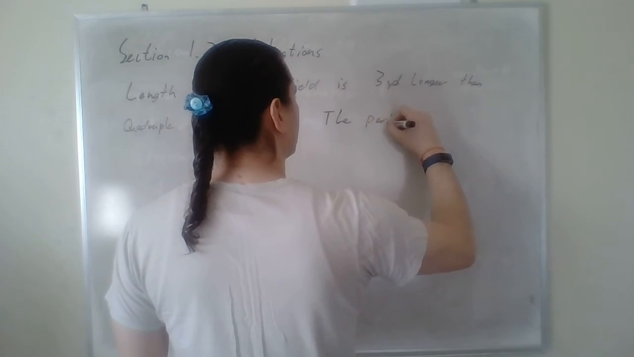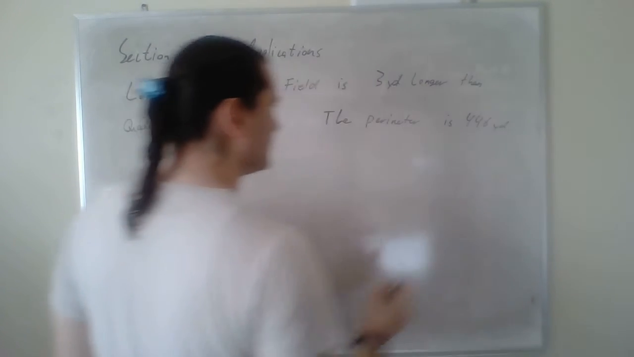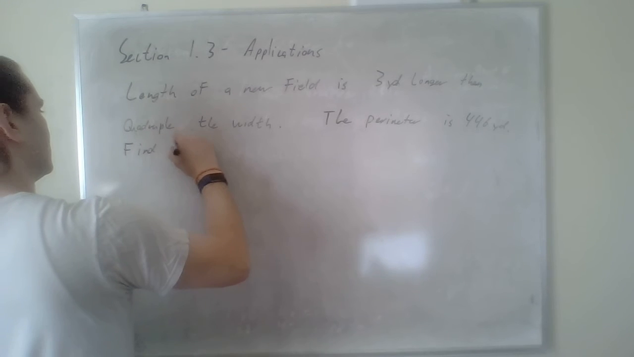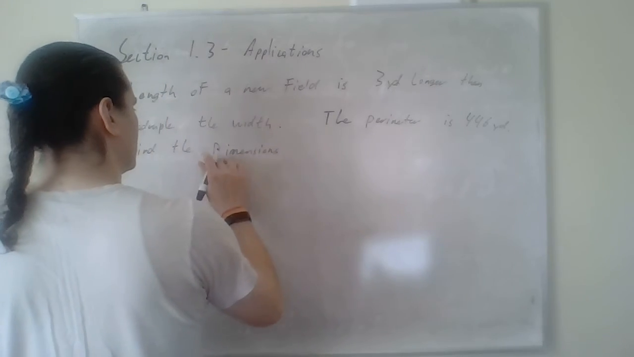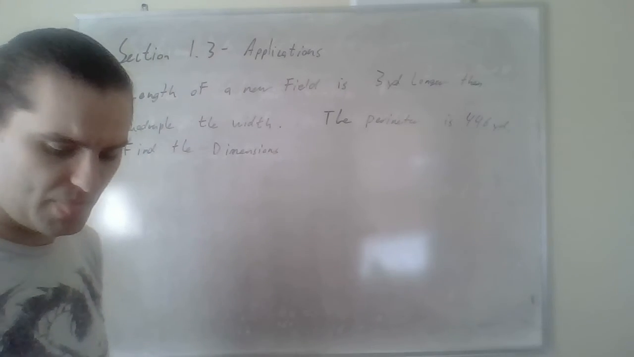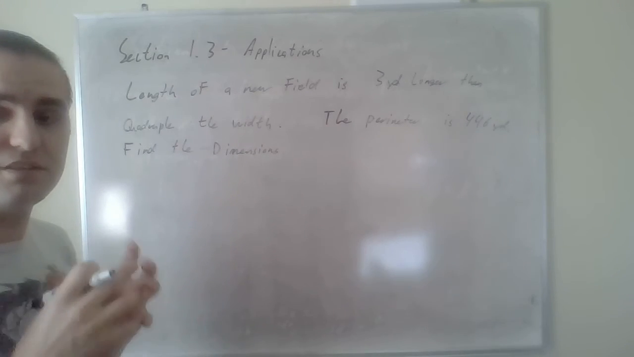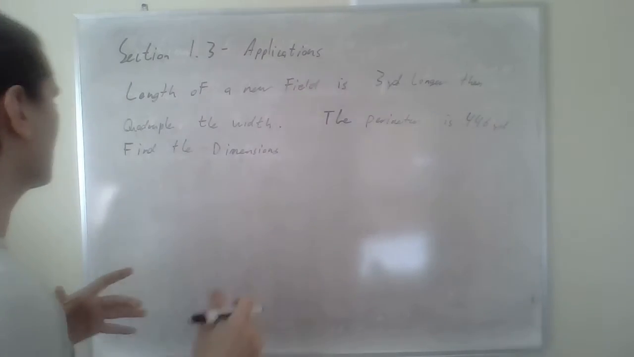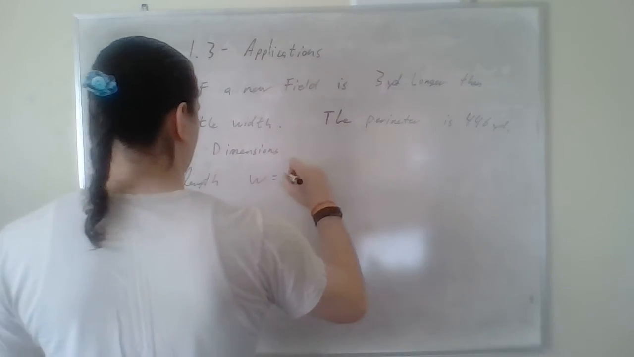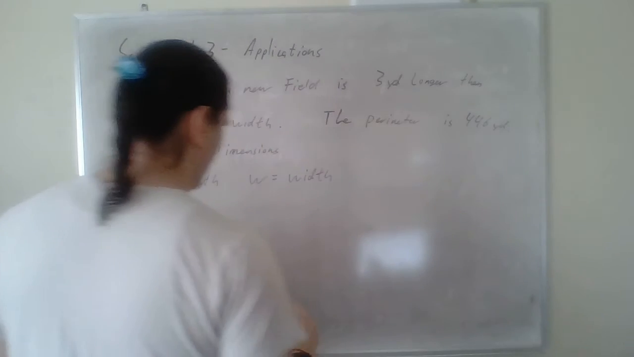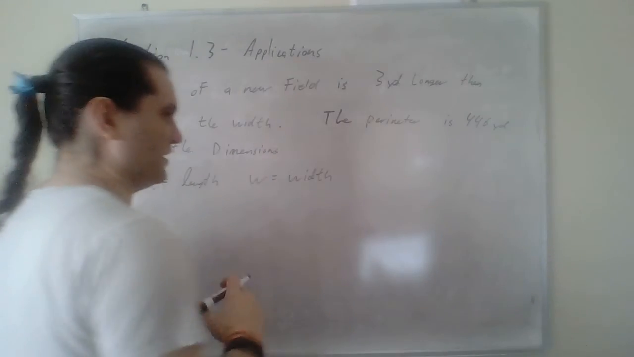The perimeter is 446 yards. Find the dimensions. Okay. So again, step one is determine and label your variables. I think we should make L equal the length, and we should make W equal the width, and I guess we have the perimeter there, that's fine.